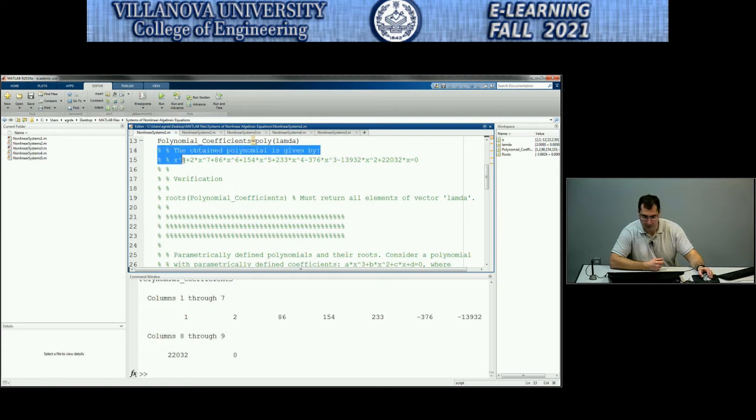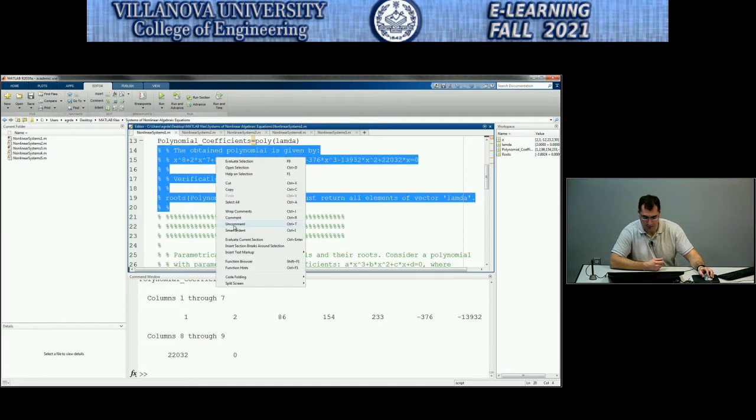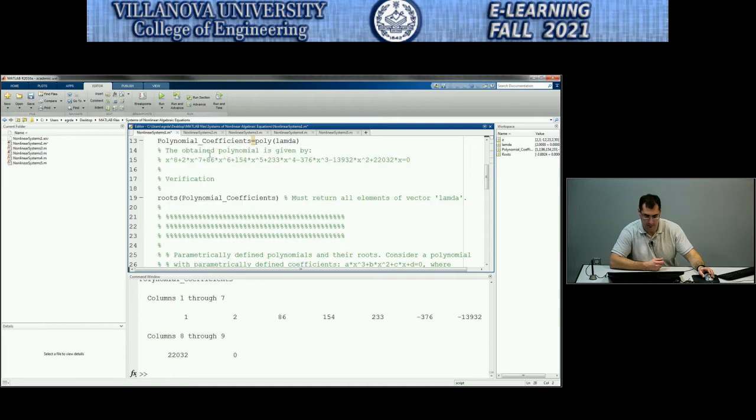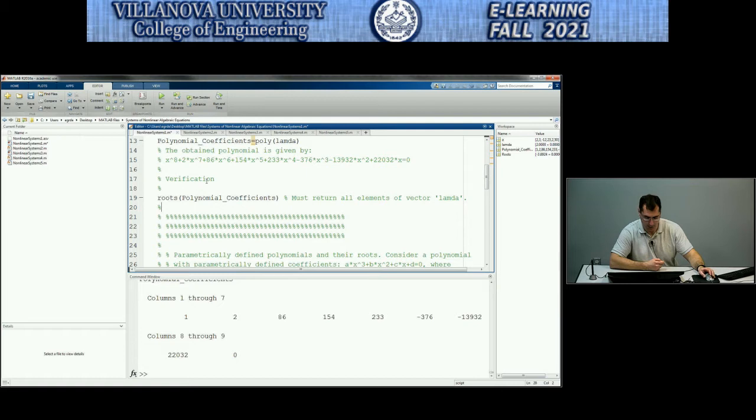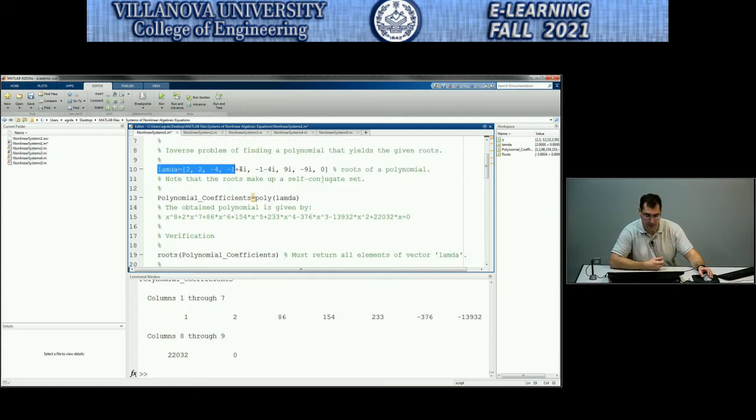So you can verify what you have obtained. My polynomial, based on the coefficients that are given, is going to look like this, and you can verify. When you take the roots of this polynomial coefficients vector, they have to match the roots that you have declared earlier, and you can see that they do match.